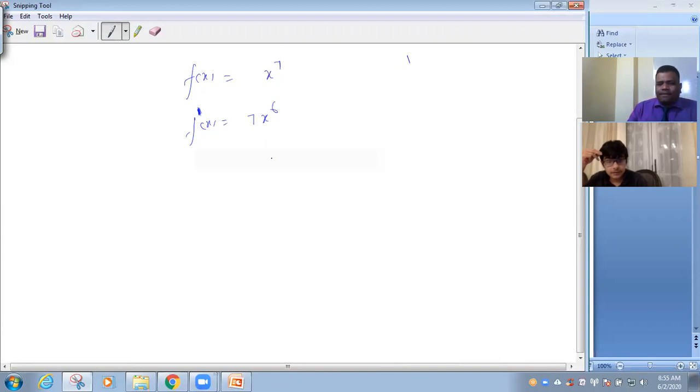And one more example: f of x is equal to 7. So what is f dash x? It is 0, because this is a constant term.